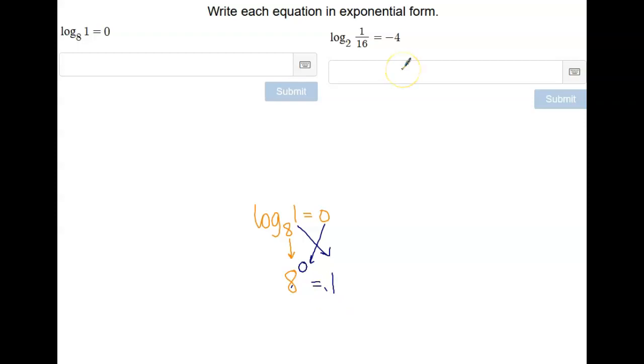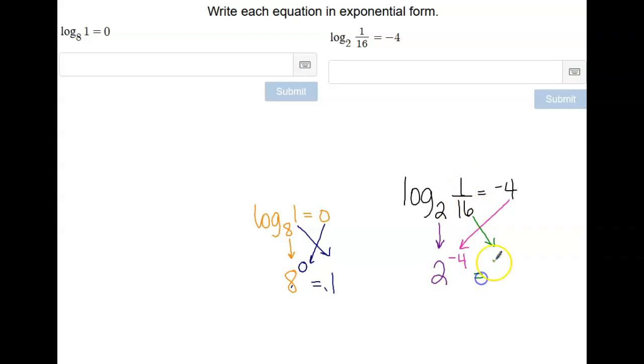So for this one up here, same thing. The base of our log, so if we have log base 2 of 1/16 is equal to -4. The base on our log is going to stay the base of our exponent. The answer here is going to become the exponent of this one. And then the fraction or the number over here is going to become our answer. And so again, you can think about this. If you were to take 2 to the power of -4, you should get 1/16.